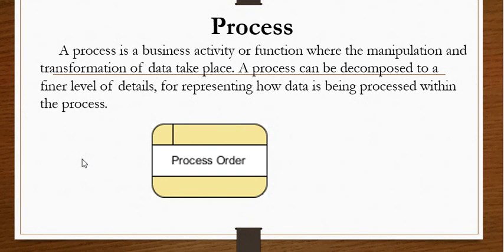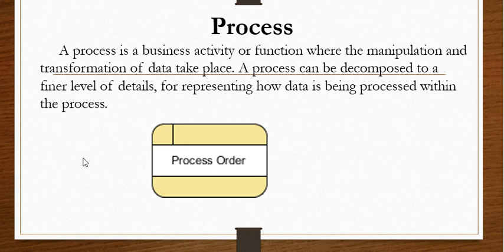The second one is process. A process is a business activity or function where the manipulation and transformation of data take place. A process can be decomposed to a finer level of detail for representing how data is being processed within the process. An example is process order.